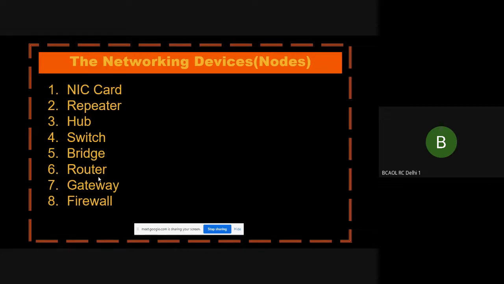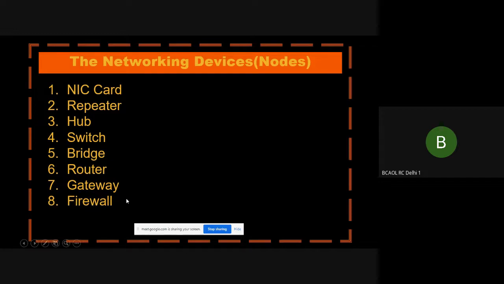A firewall can be a software firewall, and it can also be a hardware firewall. Do you know that? We are talking about networking devices, so this must be a hardware firewall. Hardware means we can touch it, right? So what will a hardware firewall help in?